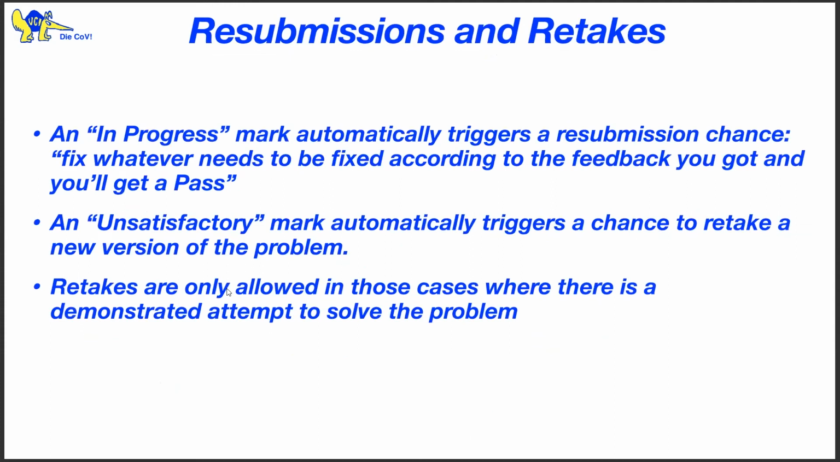There's a little bit more detail on this notion of resubmitting work. We do this per problem. And so if you get an in progress mark in the problem, that automatically triggers a resubmission of whatever you need to rework. If you got an unsatisfactory, that means you got a lot of no credit marks, right? Because the pass, in progress, unsatisfactory mark is just a tally of the actual marks per question. So if this happened, it means you didn't get it at all. So you need a new problem, right?